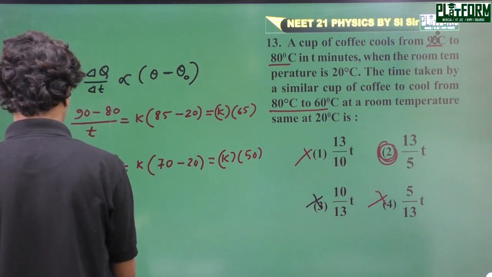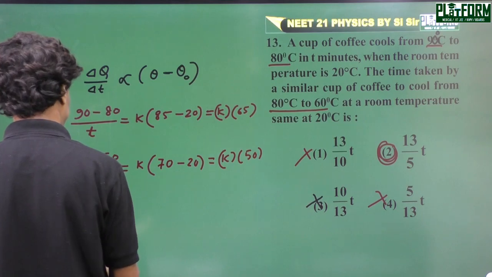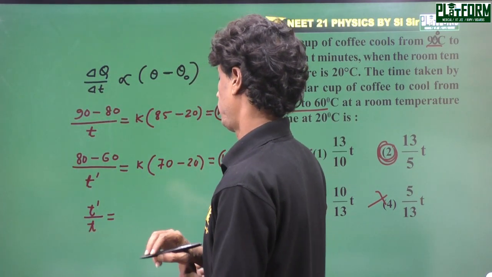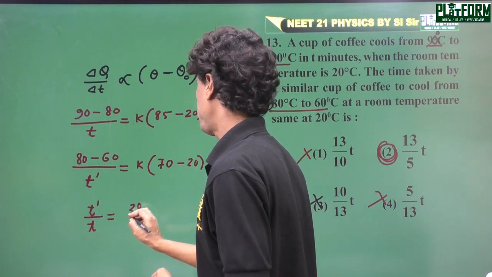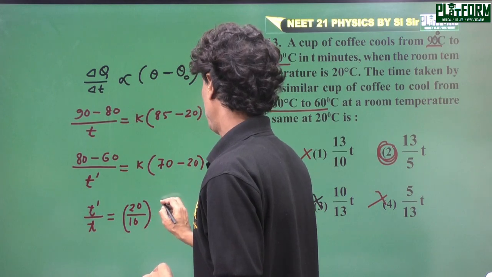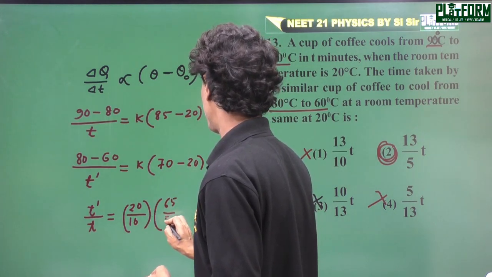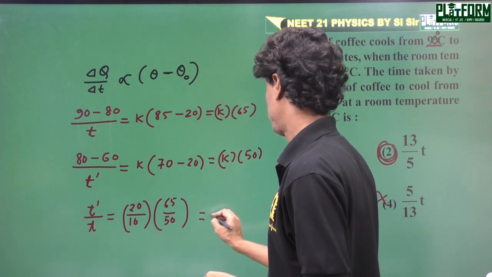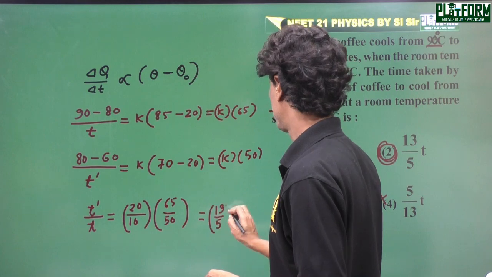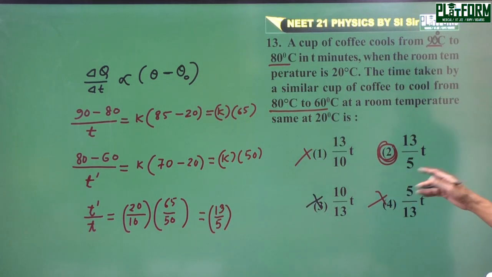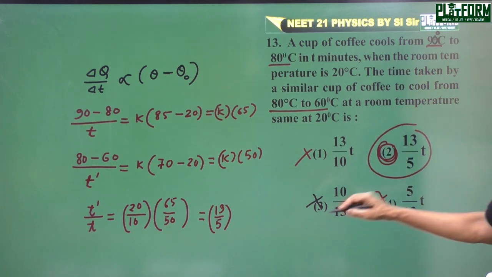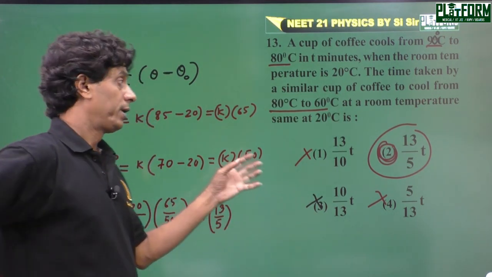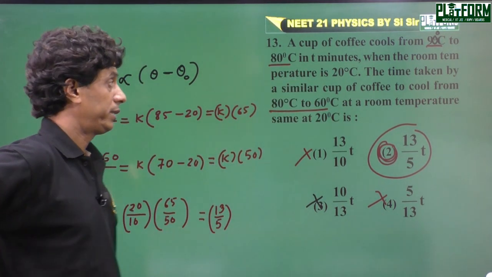So t prime by t, it is actually 20 by 10 into 65 by 50, and finally 13 by 5. As I earlier told you, the right option will be 2, so calculation also gives this answer. This problem is taken from the radiation chapter, particularly from Newton's cooling law. Okay, next problem.